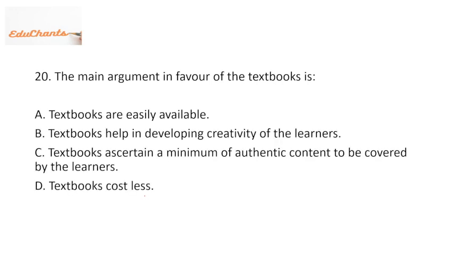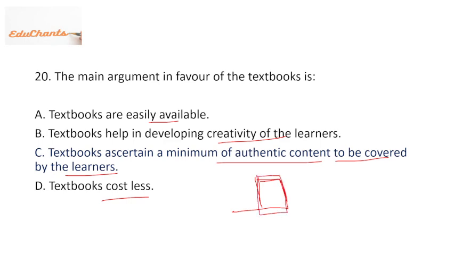The main argument in favor of textbook is, what is a textbook? It is easily available. It helps developing creativity of the children, costs less, ascertains a minimum authentic content to be covered by the learner. That means the answer is definitely C, because in a textbook there are certain contents, but not all the contents. Say for example, in our history book there are history content, but it is not all the history classes are written in a single book. That means textbook is just a limited type of content provided to the learner.